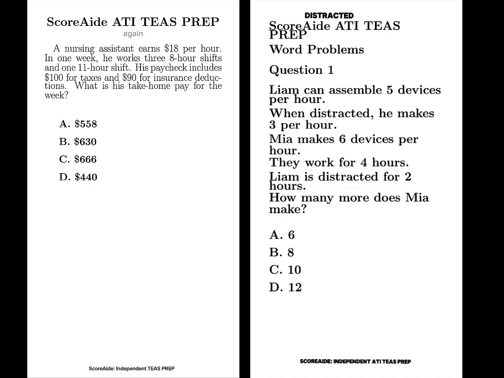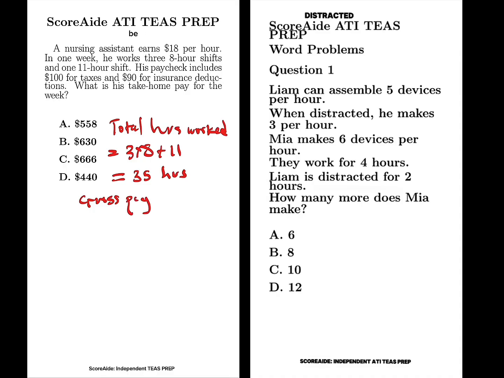So let's look at again total hours, right? Hours worked. It's going to be equal to what? 3 times 8 plus 11, right? So this is going to be 35 hours. Gross pay is going to be equal to what?